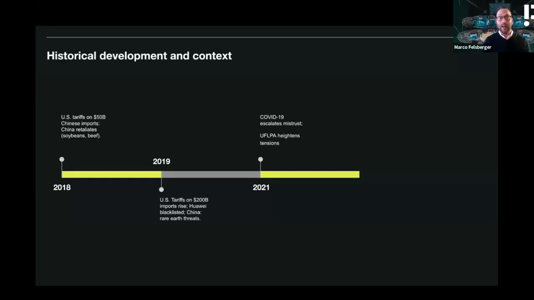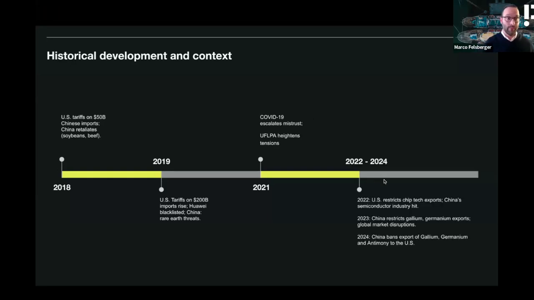Interestingly, Biden didn't revoke any of the tariffs, and kept most of the tariffs which Trump placed still in place, and even went a step further. As we see here, I clustered the events from 2022 to 2024 because it gained some motion, let's put it that way. There were more events happening there.